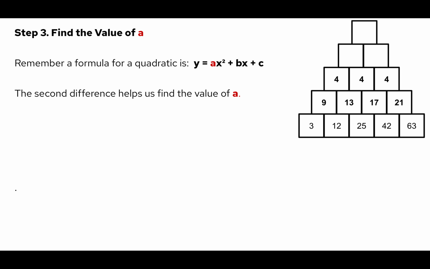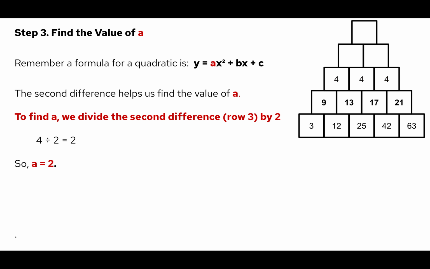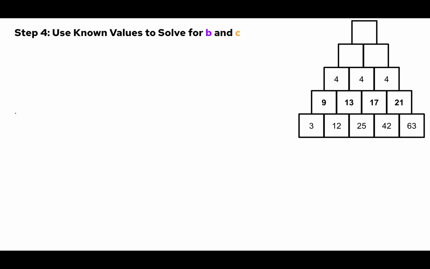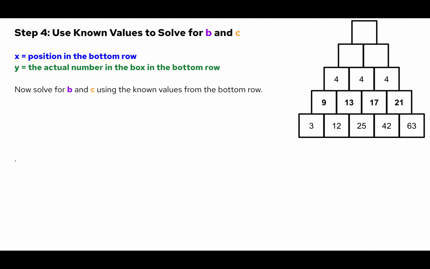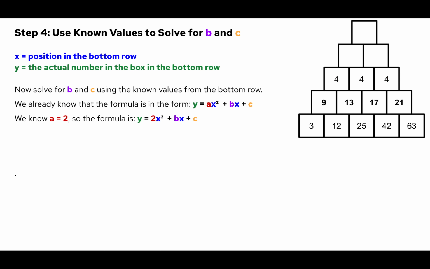Okay, now we're going to find A. And again, we use that third row. So it's going to be 4 divided by 2. So this times A is 2 instead of 1. Okay, we're going to solve for B and C the same way. Again, X is the position and Y is the actual number. And so here is our formula, but now I replaced A with 2.